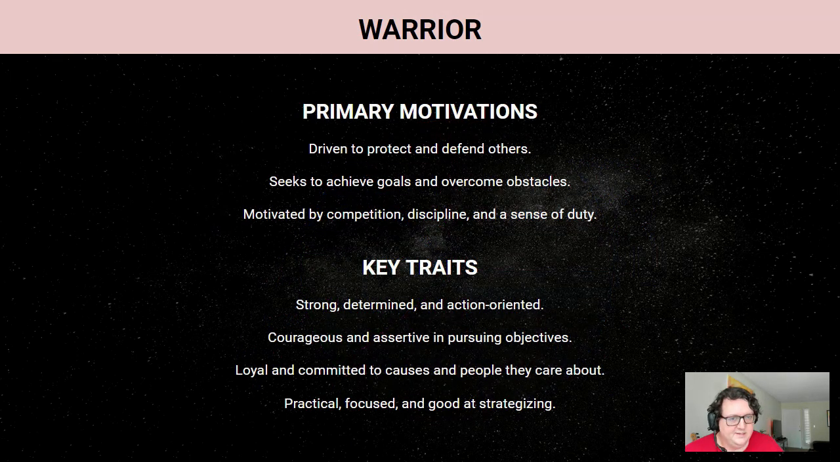The primary motivations of warriors is that they're driven to protect and defend others. They seek to achieve goals and overcome obstacles. They're motivated by competition, discipline, and a sense of duty. Their key traits are they're strong, determined, and action oriented, courageous and assertive in pursuing objectives, loyal and committed to causes and people they care about, and they're practical, focused, and good at strategizing.